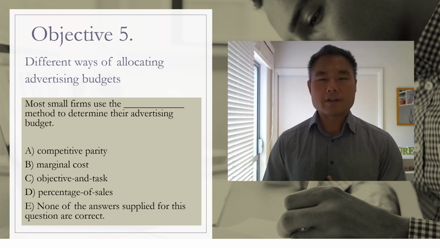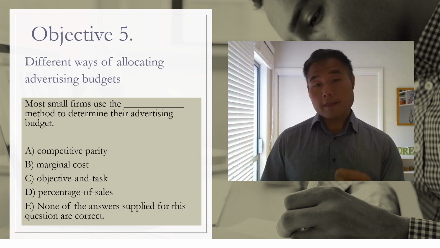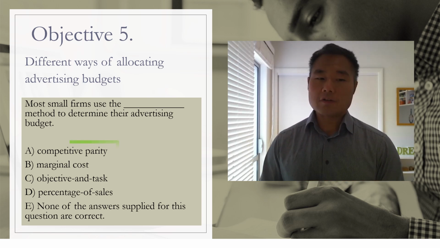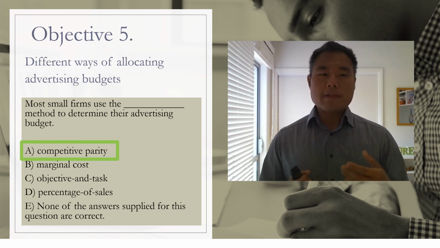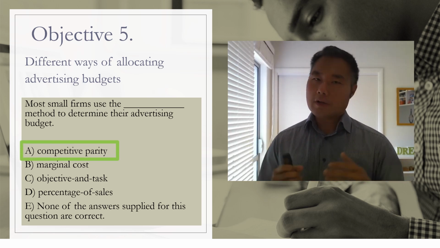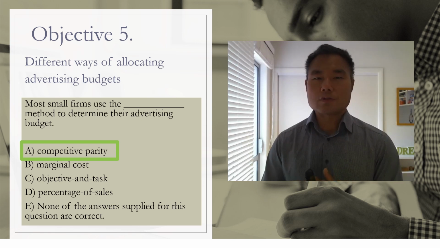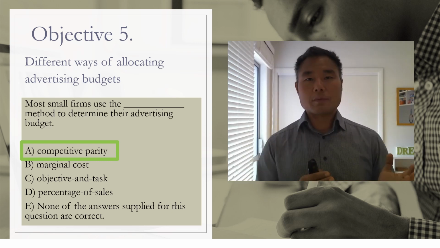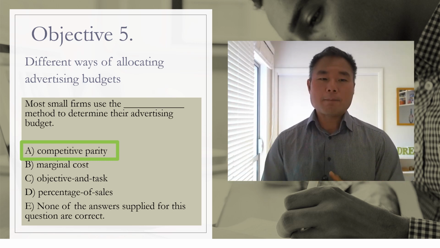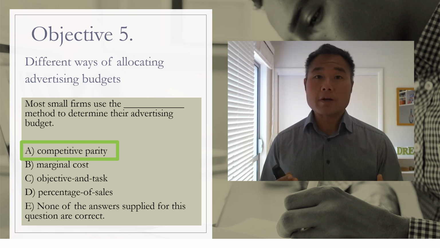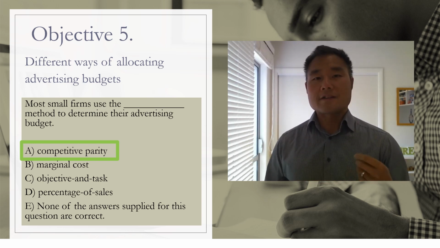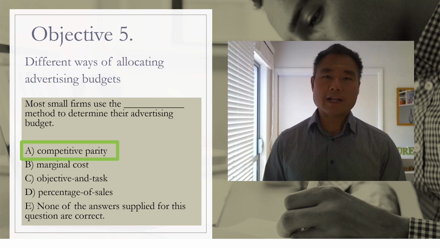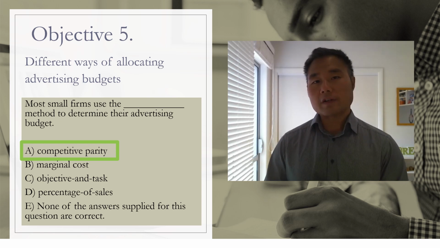Option number 3 is the percentage of sales. So I'll wait for a different slide to explain that. But if you look at these options here, then the most correct answer is the competitive parity method. And that's because most small firms, they don't have the time or the resources to really invest into figuring out exactly how they're going to spend their advertising budget because they're so busy doing other aspects of their day-to-day business that using the competitive parity method is the simplest and the quickest way of deciding how much you should spend on your advertising budget.